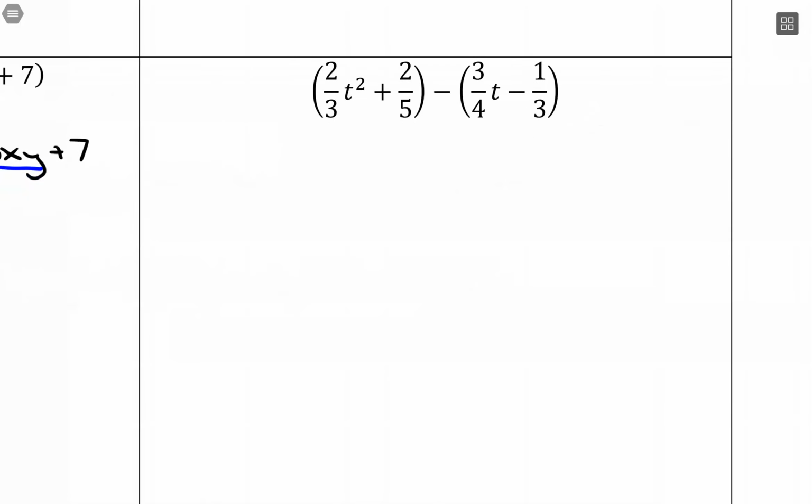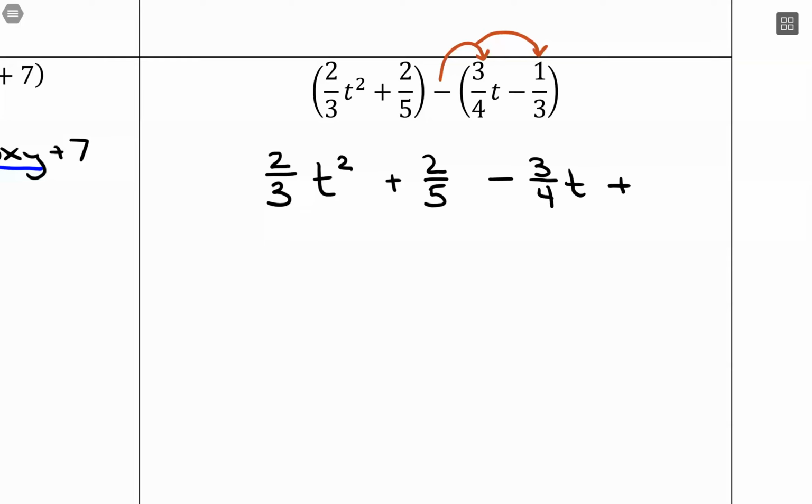Alright, reviewing some fractions here, and we have subtraction, so that negative is going to distribute into the parentheses. So we're going to have 2/3 t squared plus 2/5, and then minus 3/4 t plus 1/3, with distributing that negative in. Alright, the 2/3 t squared won't have anything to combine with. The negative 3/4 t won't have anything to combine with. But what I can add together is this positive 2/5 and this positive 1/3.